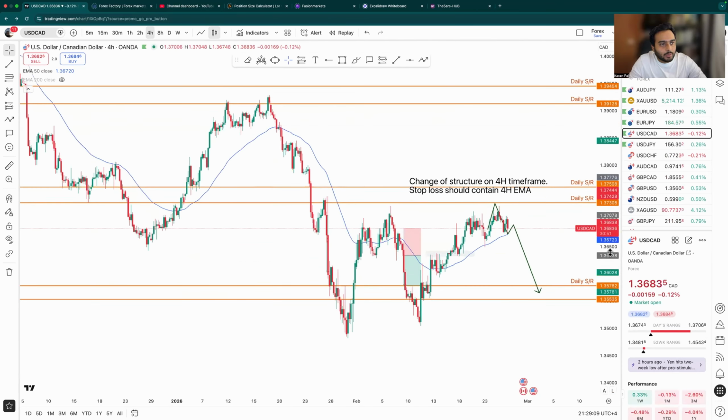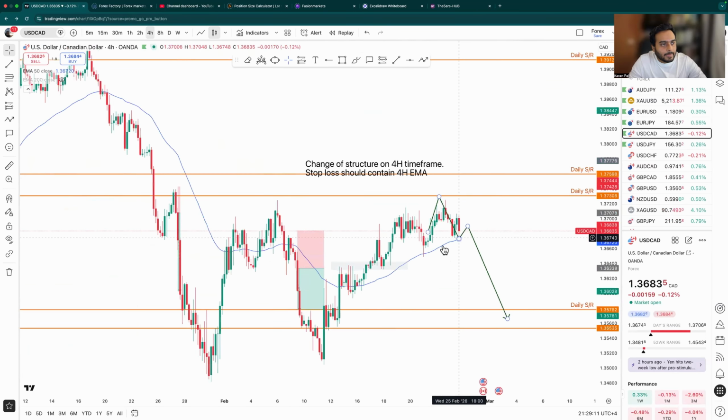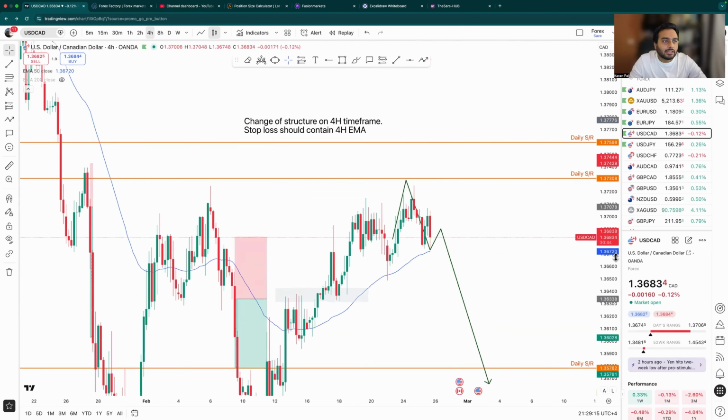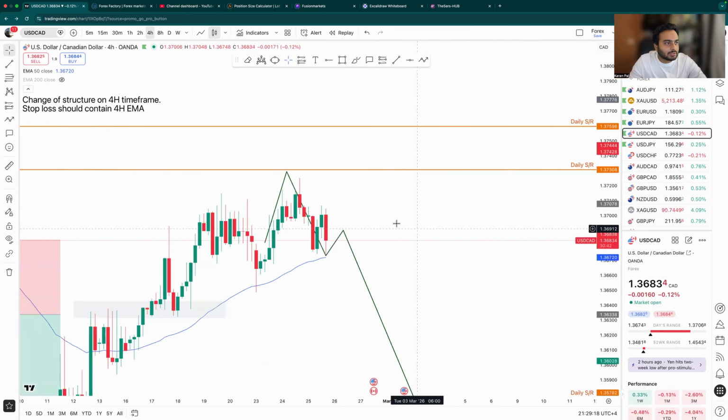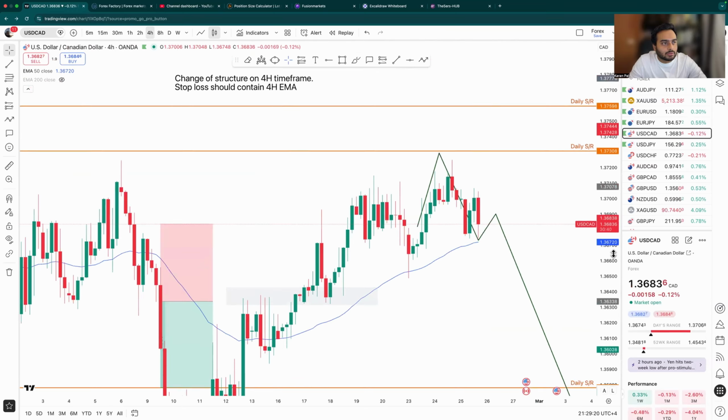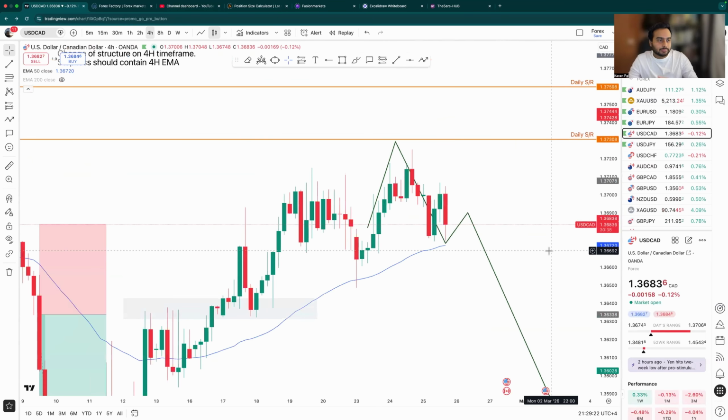And the 4 hour came up to this level. Right now it's bullish. No, it's bearish. What is it? Tell me, is it bullish or is it bearish? The 4 hour time frame. Everyone.